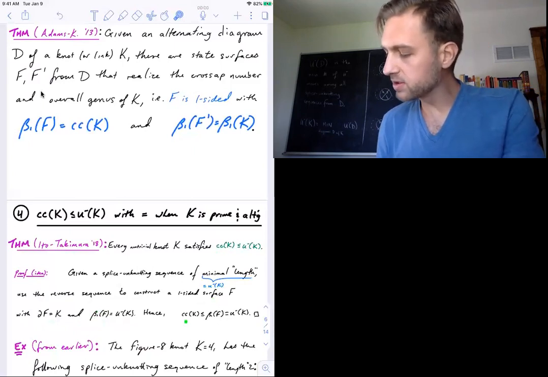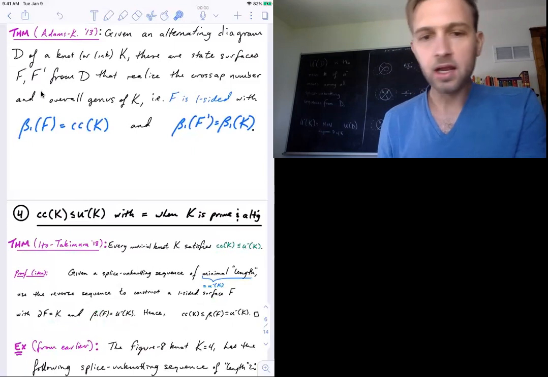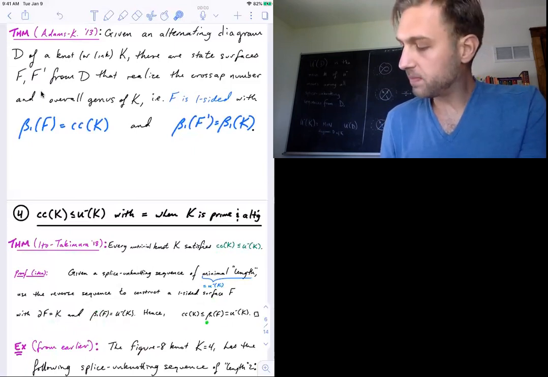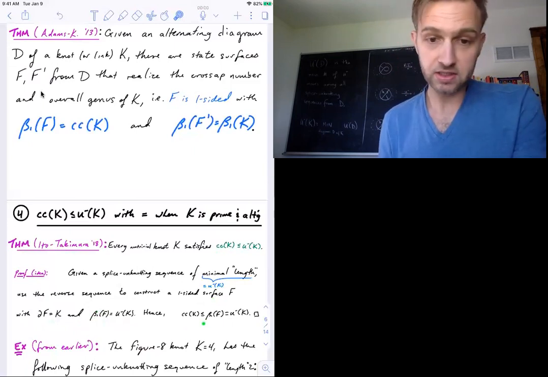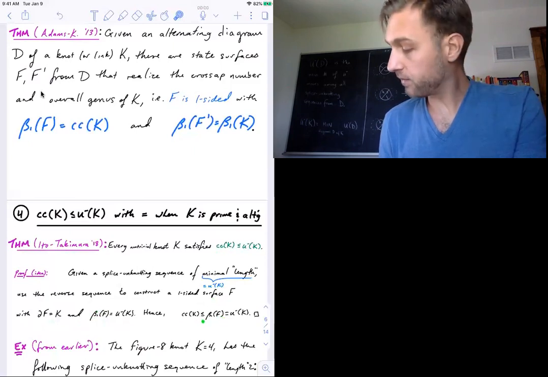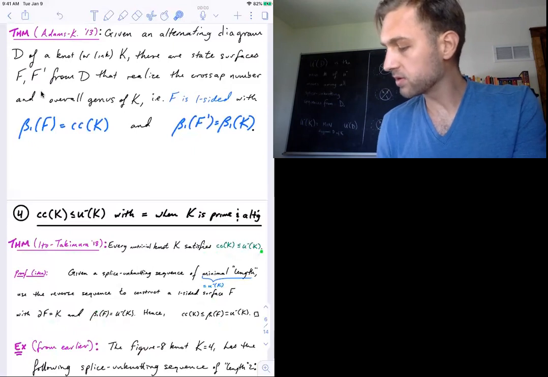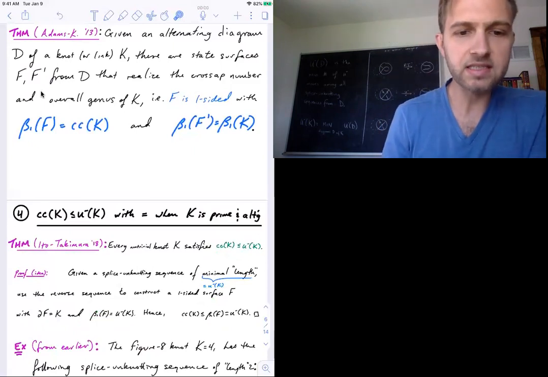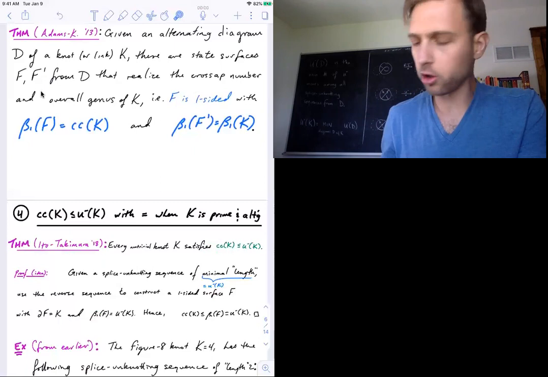And then it follows that the crosscap number of the knot is at worst the first Betti number of that surface, because the surface is one-sided, and that first Betti number equals the splice-unknotting number, giving the result that we want. Okay, so how does this put it in reverse construction work?